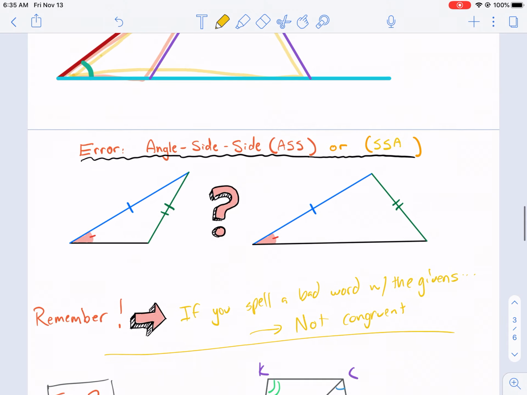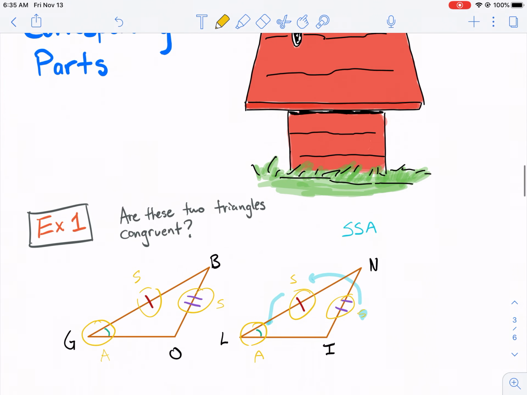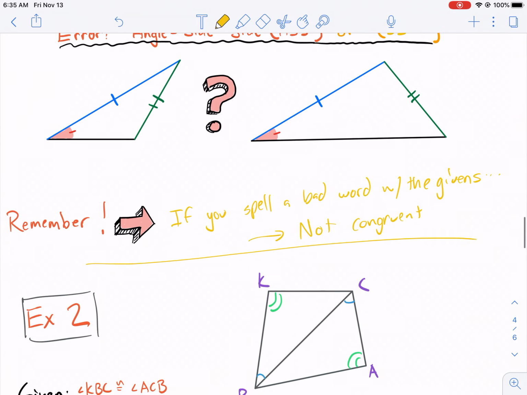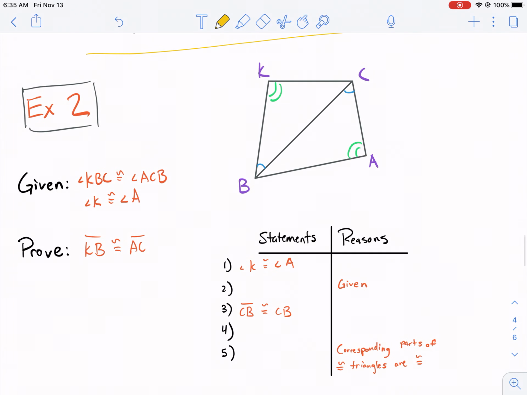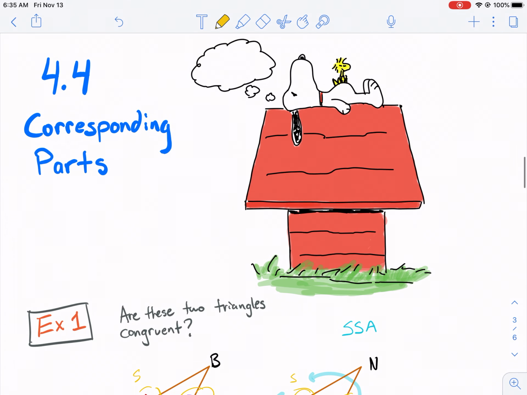So that's part 1 of this video, just to explain why SSA, or ASS, is not a congruence postulate. Stay tuned for part 2. We're going to talk about some proofs and corresponding parts of congruent triangles, which will be next. Stay tuned.